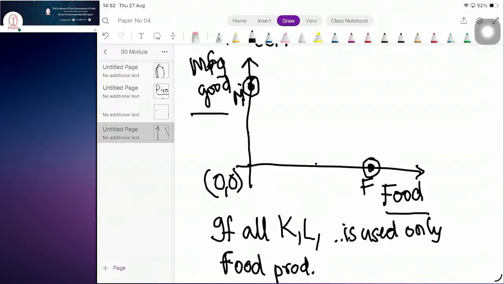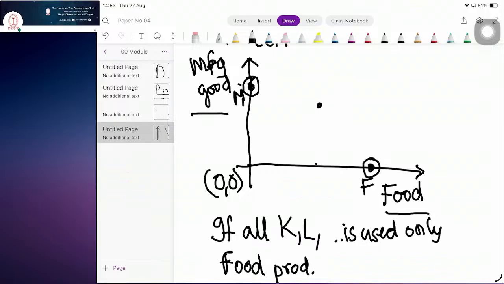Now imagine if we move 50% of our resources into food and 50% of our resources into the manufactured sector. I will get some combination which is between M and F, correct? Because I'm diverting some resources from food towards production of manufactured goods. Or if you look from M, if we move 50% of the labor and capital into agriculture, we may get a point somewhere like this.